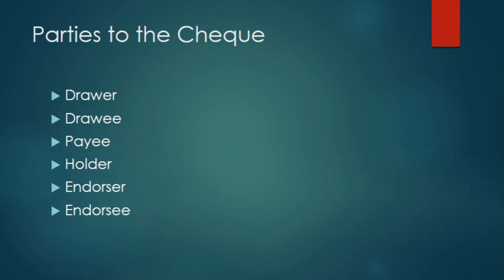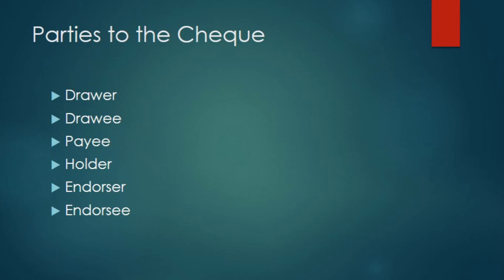Number 3, payee. A payee is the specified person named in the check. He is the beneficiary of the check. If the check is made payable to self, then the drawer himself is the payee. On the other hand, if the check is made payable to some other specified person, then the specified person becomes the payee.